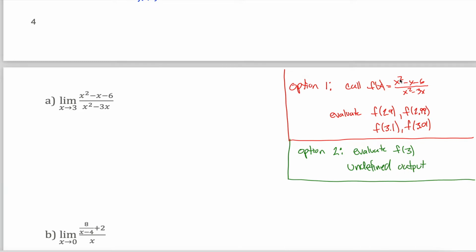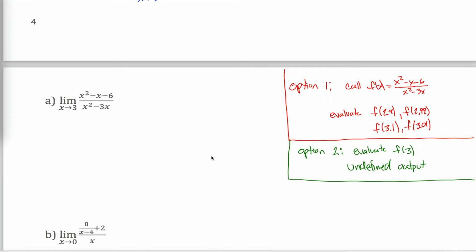I mean, try it out. 3 squared is 9, minus 3 is 6, minus 6 more is 0. 3 squared is 9, minus 3 times 3, which is also 9, leaves me with 0 on the bottom. When I put 3 into this machine, 0 comes out on the top and 0 comes out on the bottom, and 0 divided by 0 is undefined. I get no information about this limit.